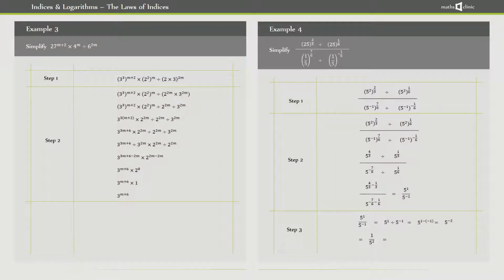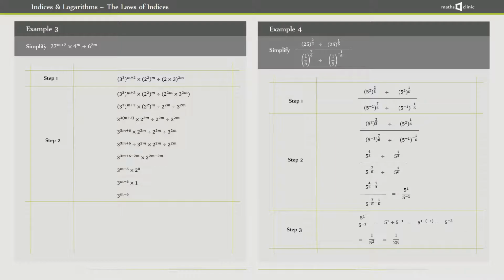So we have a negative index here, and we can express 5 to the power of minus 2 as 1 over 5 to the power of 2. And then what you have is 1 over 25, i.e. 1 over 5 squared is 1 over 25, because 5 squared is 25. And that is pretty much what you need to know about the laws of indices.